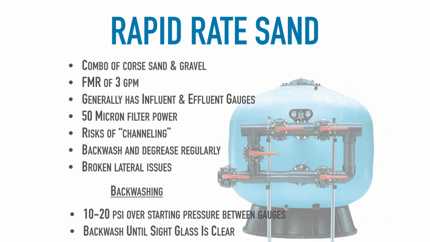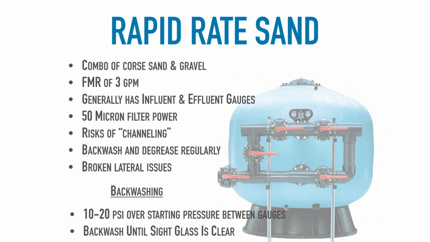Now, with our rapid rate sand filters, one of the big differences is we're using coarse sand and gravel inside our rapid rate sand filters. Another thing that you're going to see is size difference. The average adult male is going to be able to stand up inside of one of these filters and not hit their head on the top of it. They're also going to be able to reach their arms out to the sides and not be able to touch the walls of these filters.